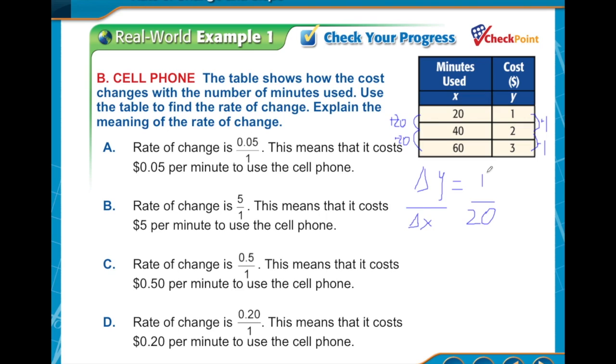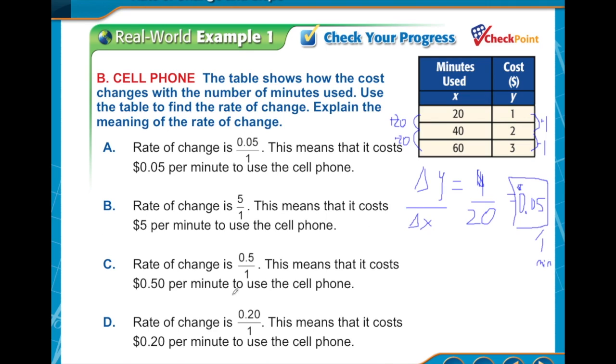So we see 1 over 20, which as a decimal, for some reason this problem has a decimal. $1 divided, this is the dollar here, $1 divided into 20 pieces is a nickel. So $0.05 per minute. So that's dollars per 1 minute. So each minute you're on the phone, it costs you a nickel.